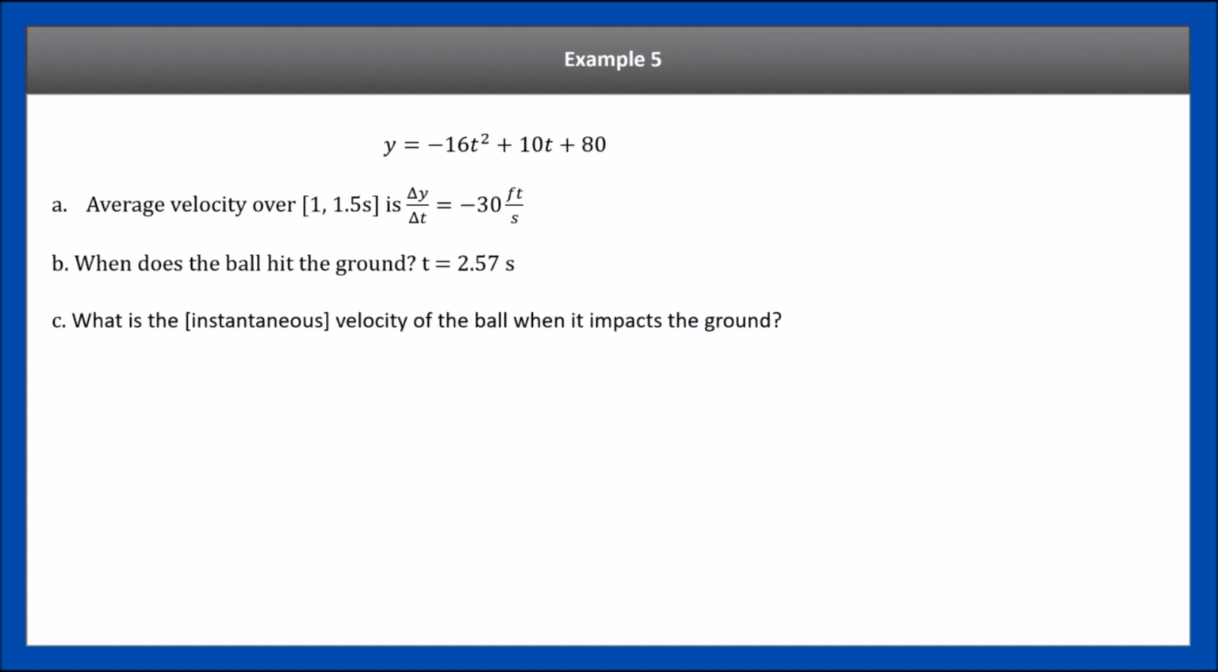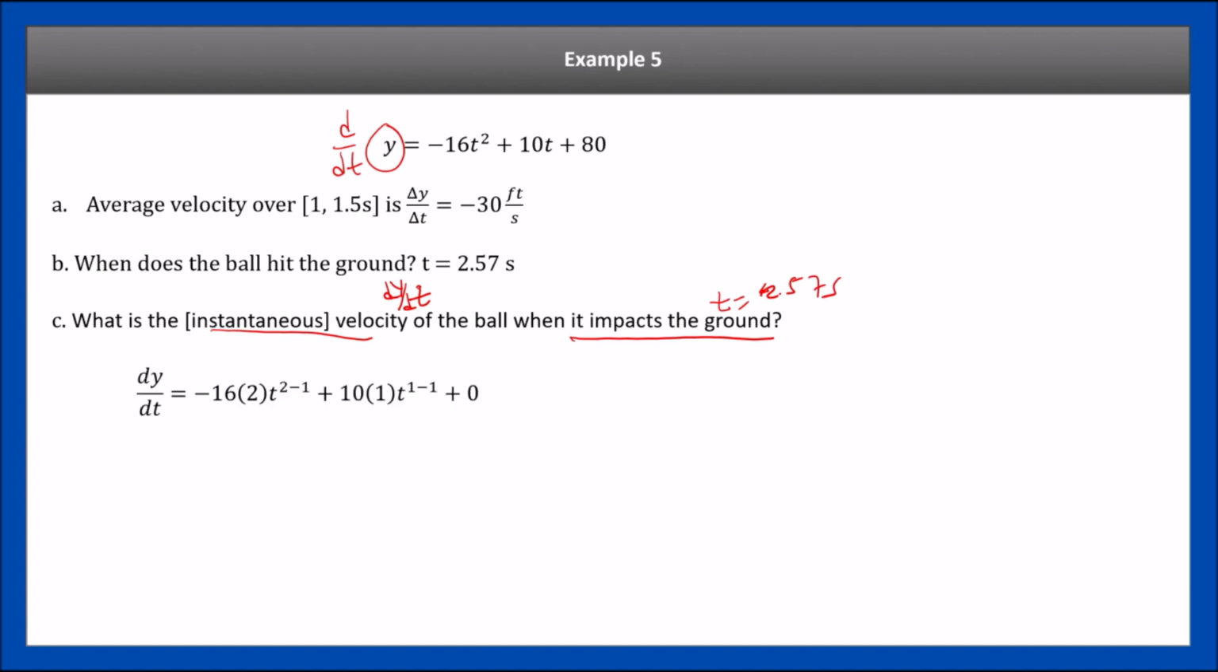So now that we know when it hits the ground, what is its velocity when it impacts the ground? Well, we just said it hits the ground at 2.57 seconds. So we're going to find the instantaneous velocity, which means the derivative, right? We're going to do dy/dt, the derivative of this function with respect to time, because the variable here is time. So that's dy/dt, or y prime, same thing.